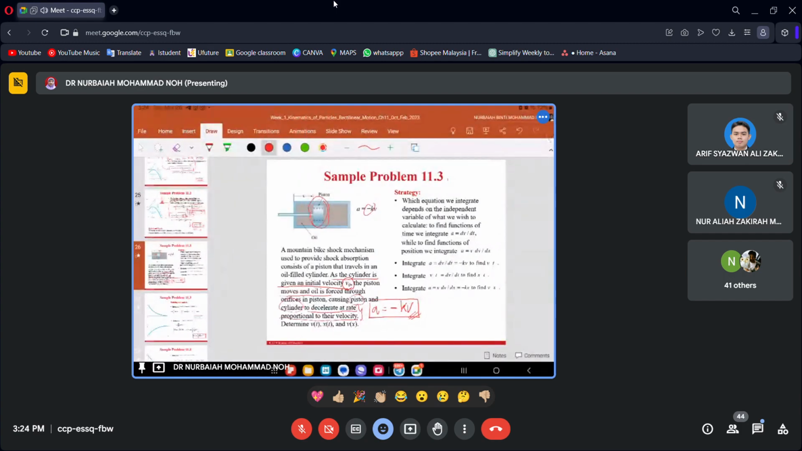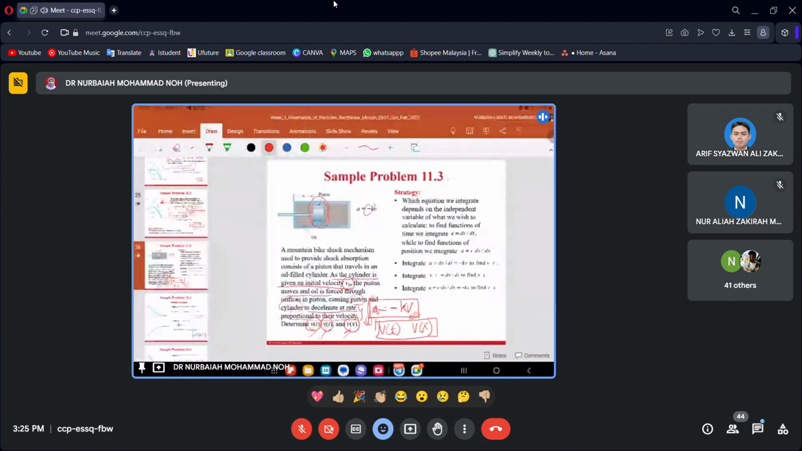So apa yang kita nak cari? Determine v(t), x(t) and v(x). So we are given a, then we need to get the function v as a function of t, x as a function of t, and v as a function of x. And again, we understand that when we are given a function, we need to integrate it to get velocity. Tak kisahlah velocity as a function of t ke, velocity as a function of x ke, we need to integrate a to get these two functions.